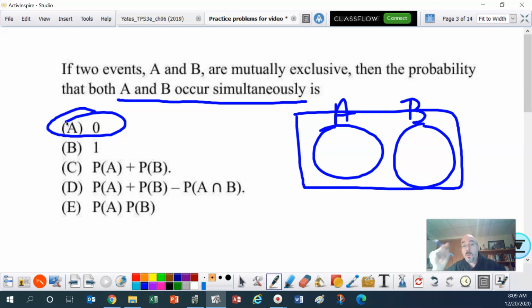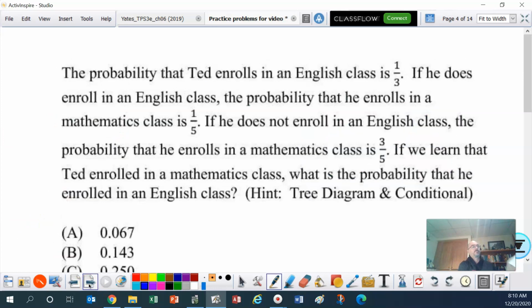Okay, you got to know your rules. You got to know what mutually exclusive means. You got to know what independent means. You got to know what dependent means. All right, moving on. Next one.